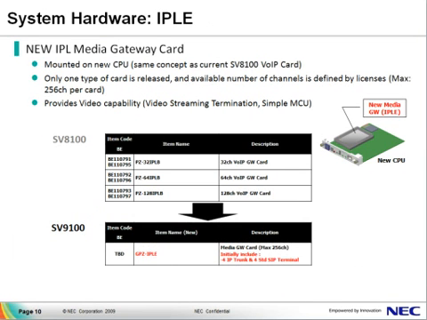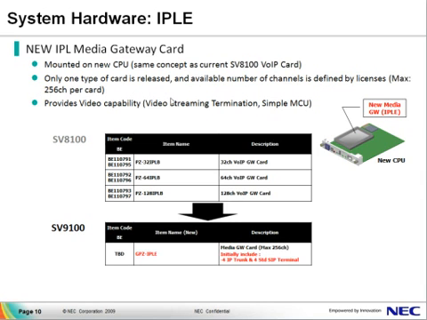The new VoIP DB card on the sv9100 is called the IPLE. It's mounted on the CPU in the same way that the old sv8100 VoIP cards were installed. The IPLE differs from the IPLA and IPLB on the sv8100 in that there is only one variant of the card available, which gives it a maximum potential capacity of 256 channels.